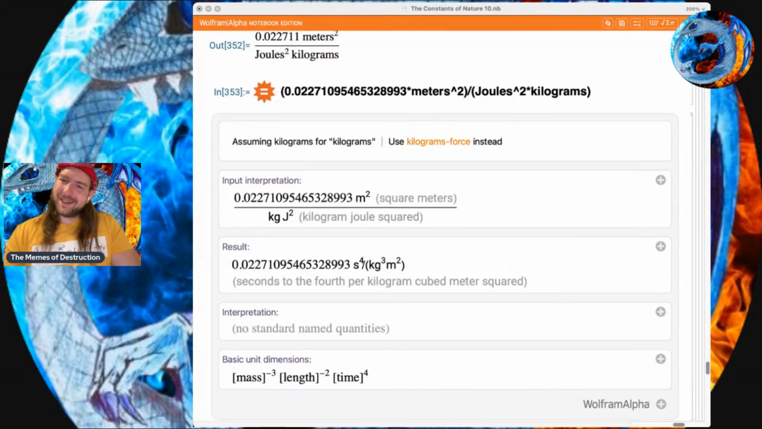Okay. How about this? Let's just do kilograms cubed. Well, that'll get rid of our negative mass. Our negative length. Okay. Now we just need molar volume. Oh, we're at length minus 2. We need to go up to... okay, so we still need meters cubed.